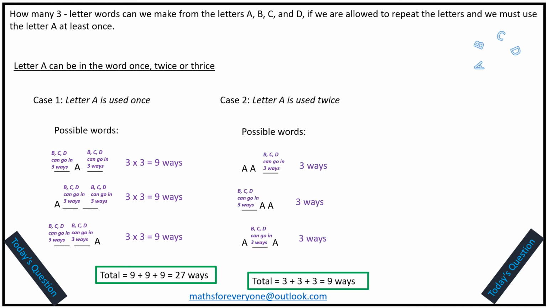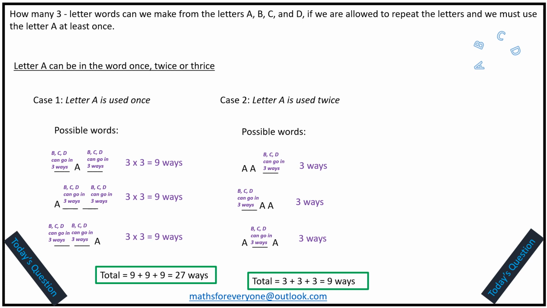The next one is the letter A is used twice. If the letter A is used twice, any one of the other letters B, C, and D can go in three ways in the one space that is available. So three ways it can take the last or the first or the middle place, but each of it is three ways. Because the letter A is repeated twice, there is no way to repeat B, C, and D. It will only go in once because it's a three-letter word. So they can go in three ways, making it a total of 9 ways you can do this.